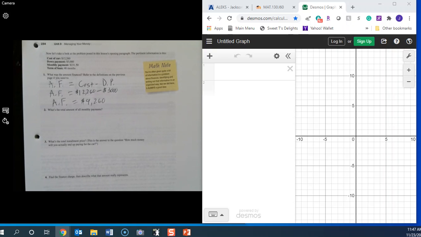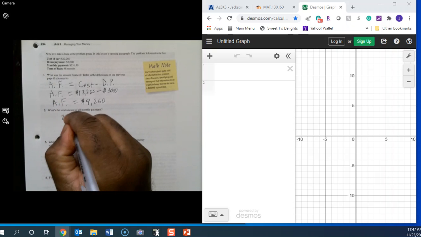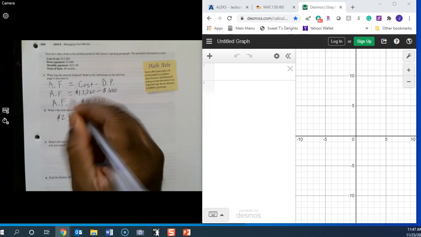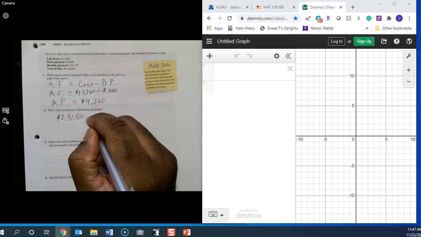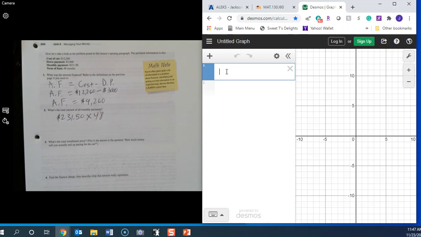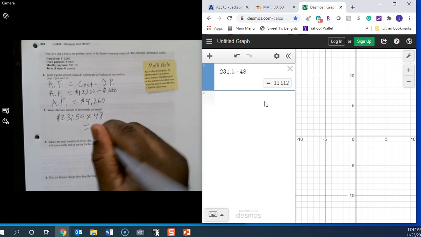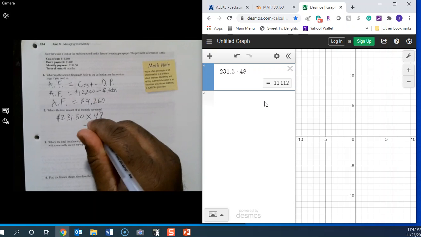Now we go on to problem 2. What's the total amount of all monthly payments? So they tell us the monthly payment is $231.50, and the term of the loan is 48 months. So you will multiply this by 48. We could put this in our calculator. So we have $231.50 times 48 months. That would give you a total of $11,112.